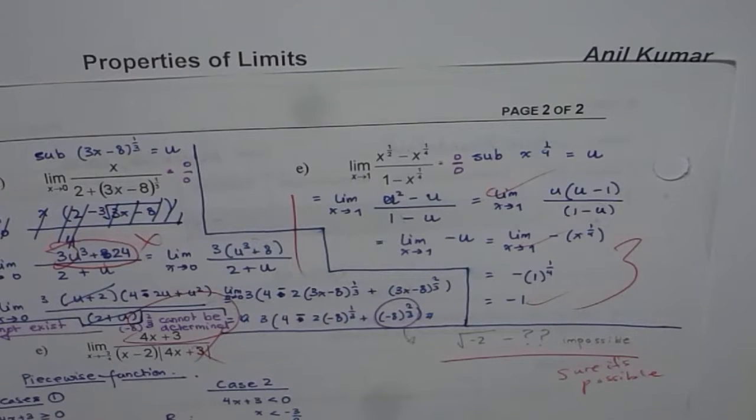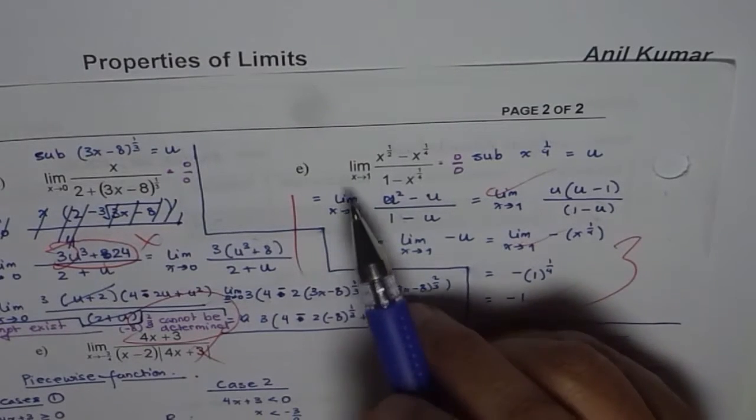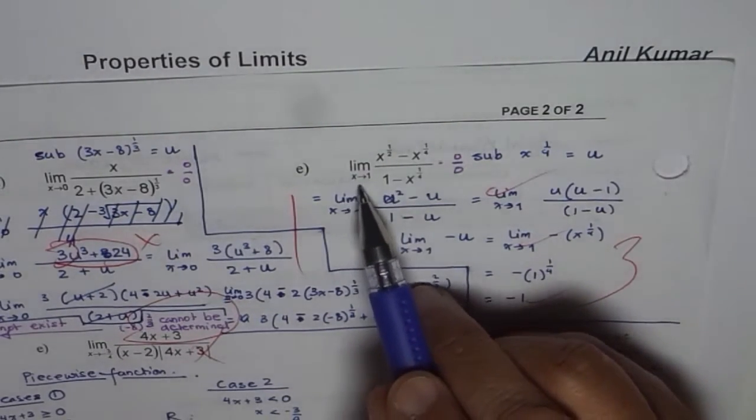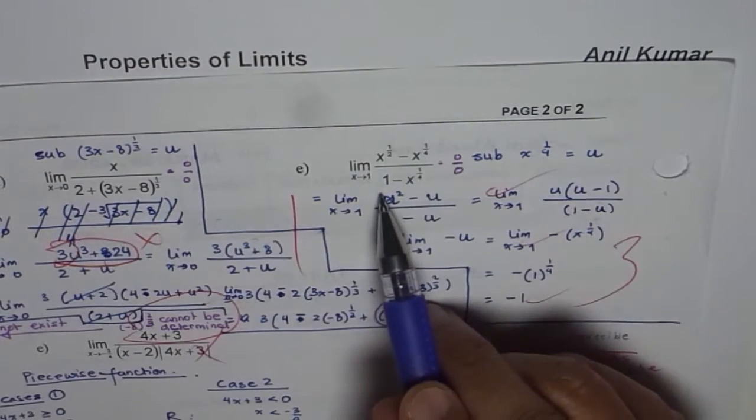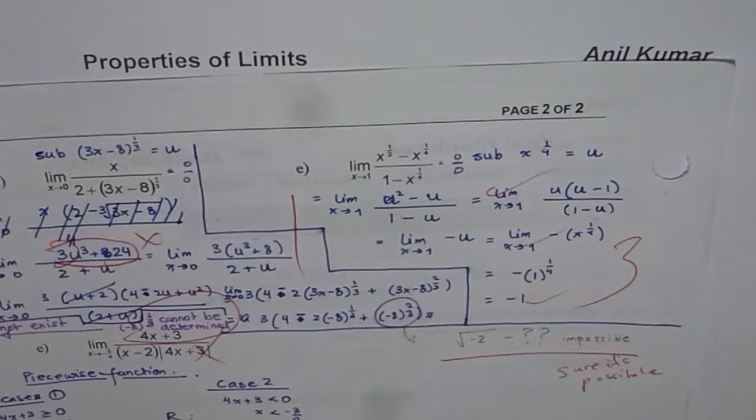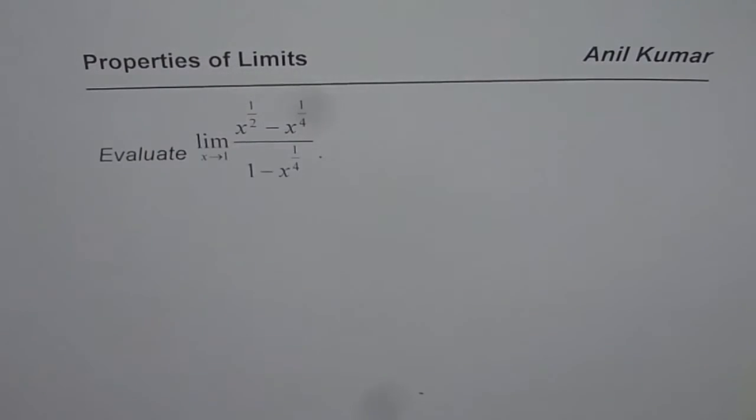So we'll do part E, which is to find the limit of a function where x approaches 1 for x to the power of half minus x to the power of 1 over 4 divided by 1 minus x to the power of 1 over 4. So here is a question. You can pause the video, copy the question, solve, and then look into my suggestions.